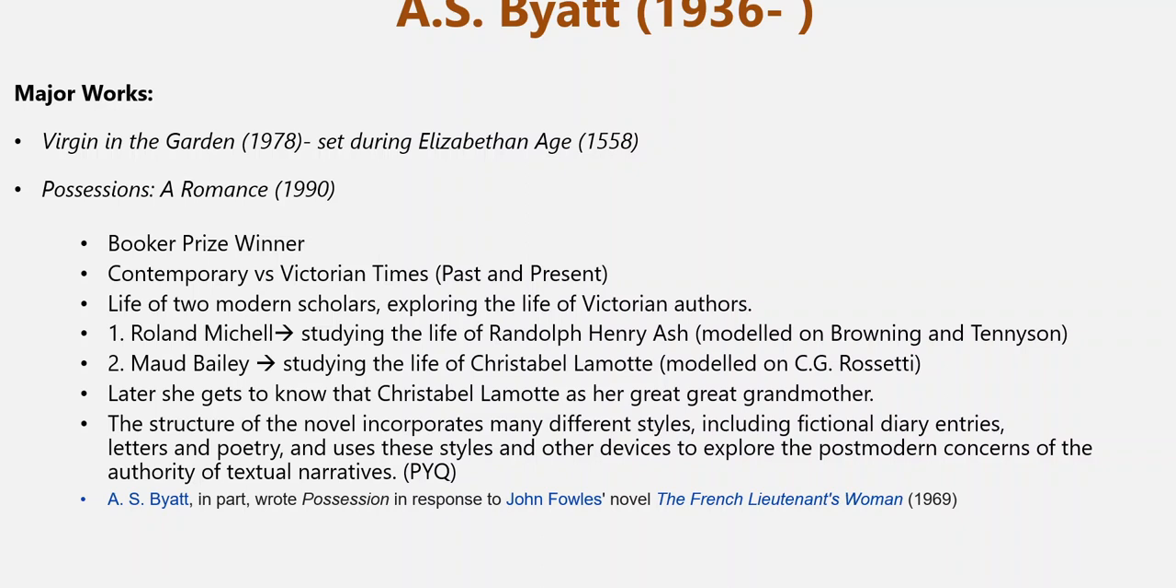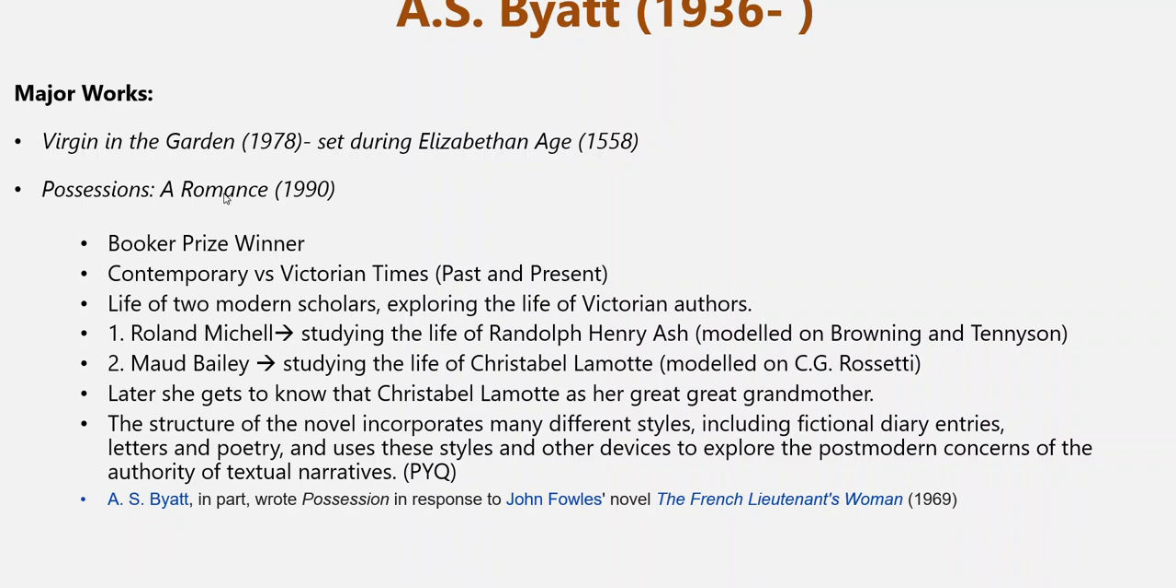Okay. After Elizabeth, who became the king of England? James, isn't it? Jacobean era, from 1603 to 1625. Okay. Yeah. So, The Virgin in the Garden is set during the Elizabethan age. All right. That is as much information as you have to know about this particular novel, which was published in 1970.